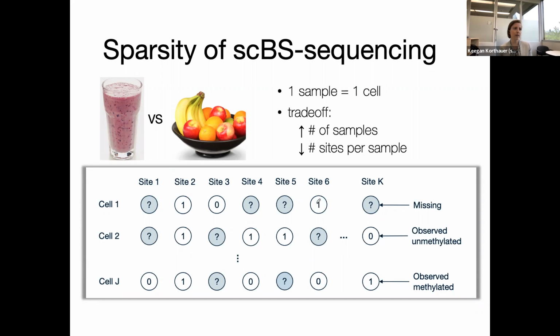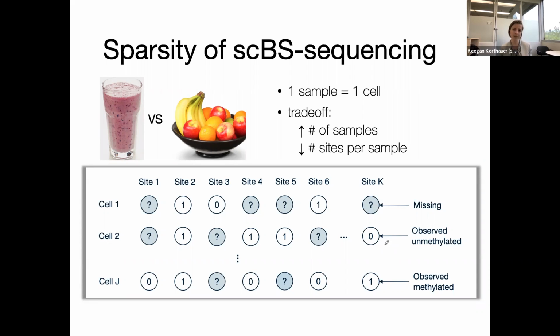And another difference here is you see for the observed data points, we have zeros and ones. So to a first approximation, we can think of this data as binary. And that's because when we look at just a single cell, we only have two copies. And so each DNA strand is either methylated or it's not methylated in a given cell.